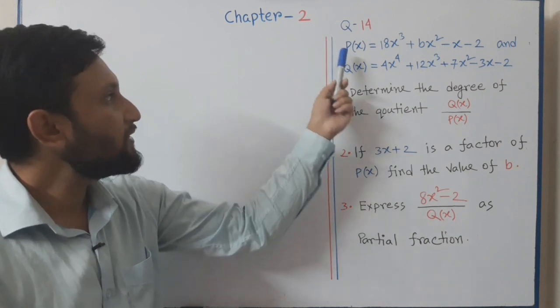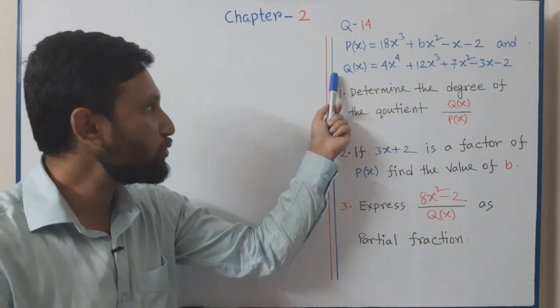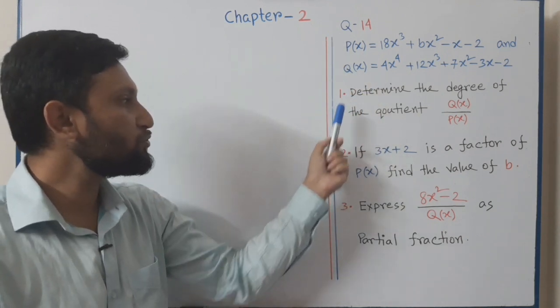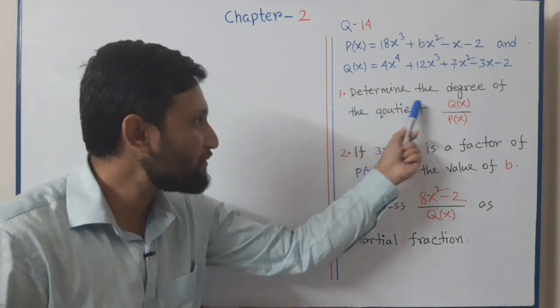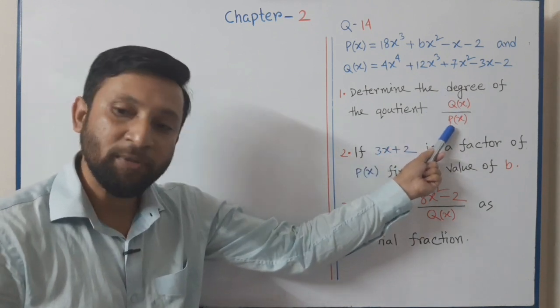The question is, here see that two polynomials are given. First polynomial p of x and second polynomial q of x are given. By using these two polynomials, we have to solve these three questions. Now, first one, the question is determine the degree of the quotient q of x divided by p of x.